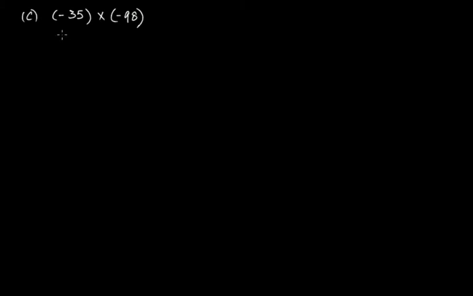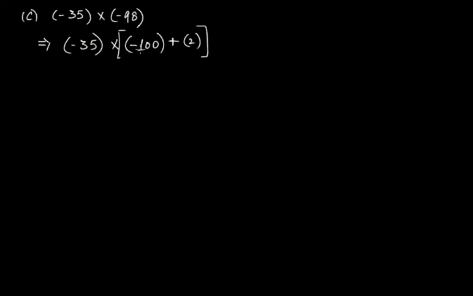Now let's solve this. So this will be minus 35 times, this is minus 98. So since this is minus 98, you will do minus 100 plus 2. And why are we doing this minus 100 plus 2? It will make our multiplication easier. Using the distributive property of multiplication over addition or subtraction, we can make our multiplication easier.